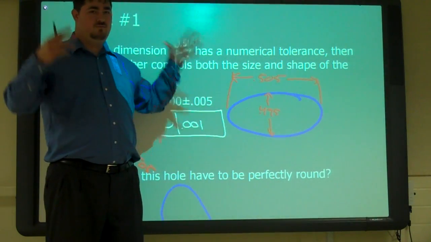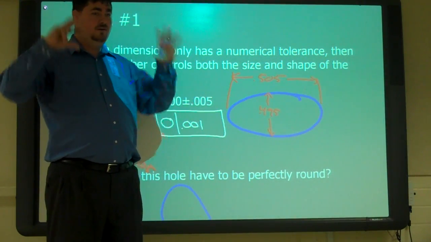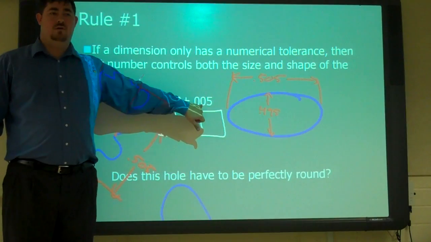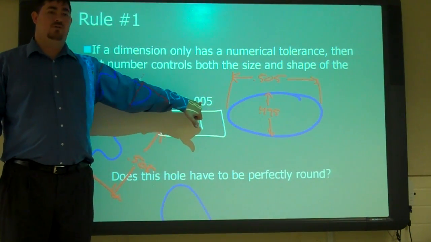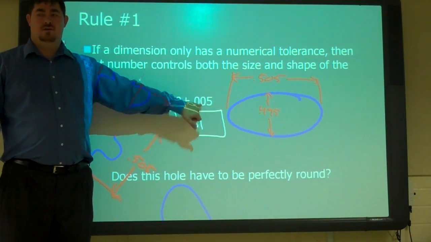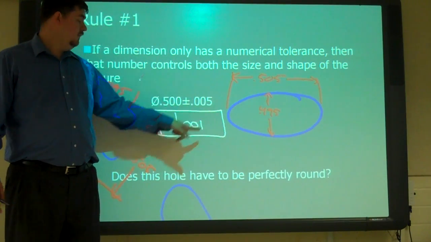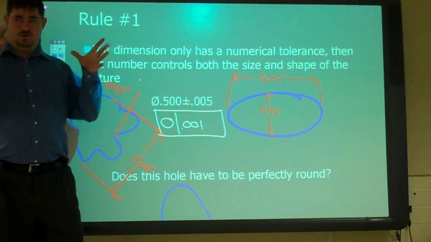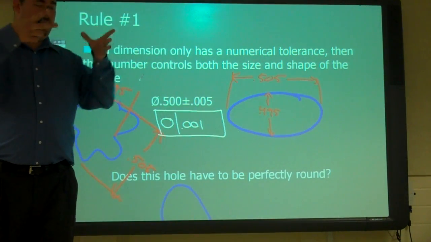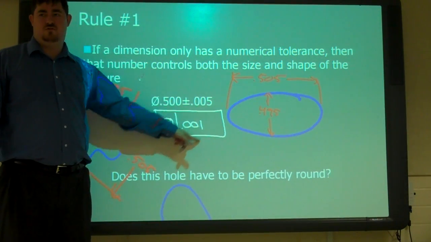Because if you have to make this exactly perfect, and you have to make this one a real tight number, you're going to make a lot of bad parts trying to make that one really good part. If you do this, now you still have a lot of size variation, but the circularity of it is a lot tighter control.